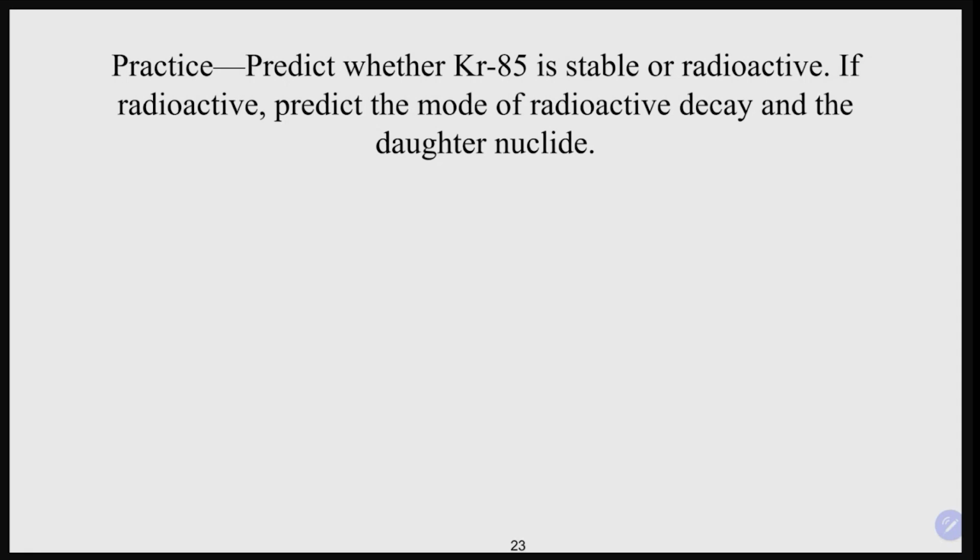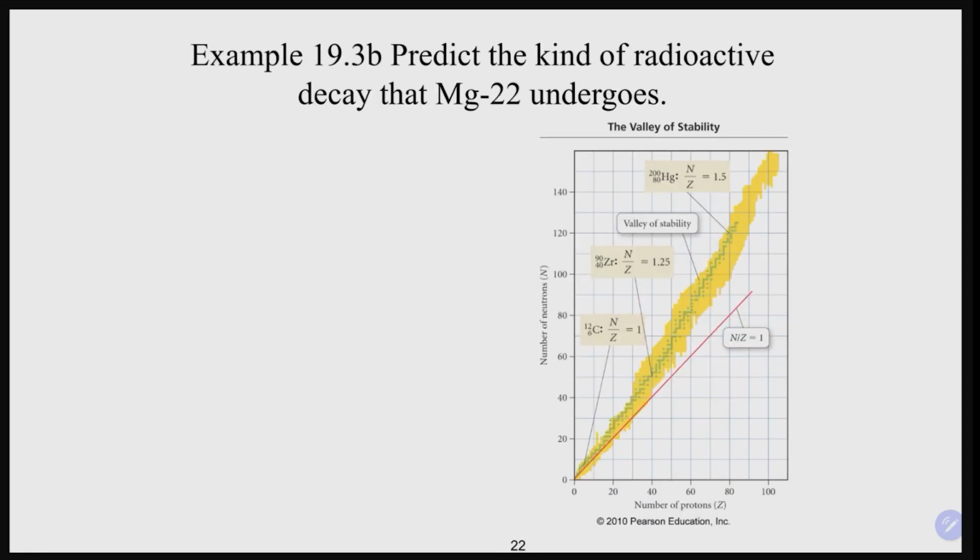All right, so why don't you give one a try here. Go. Magnesium 22, is it stable? If not, write the reaction for the decay process that it will undergo. In case you don't have a periodic table, magnesium is number 12 on the periodic table.